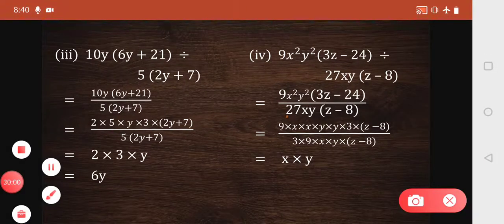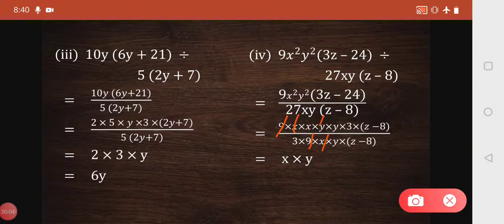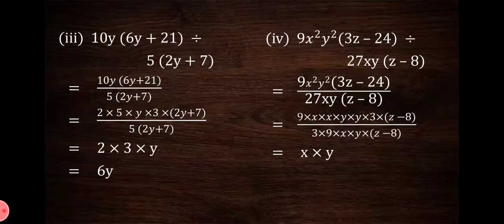Here you can see we can cut 9 9, x x one time, y y one time, 3 3, z minus 8 z minus 8. So in the denominator all the factors are cancelled, and in the numerator we are left with x multiplied by y. So we get x multiplied by y, that is equal to xy.